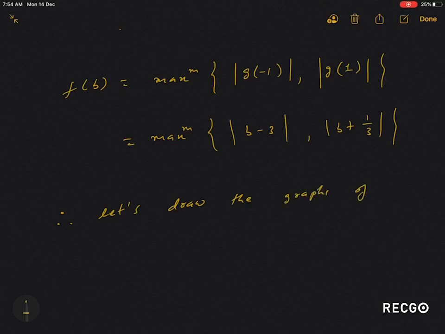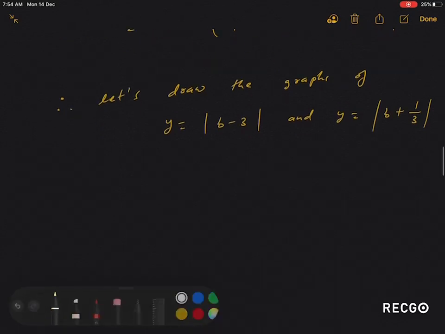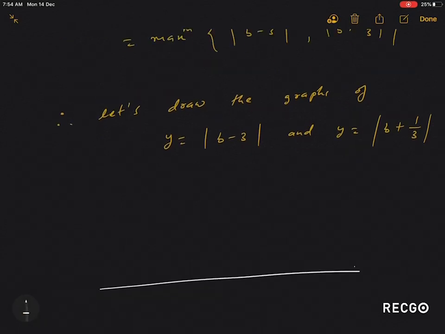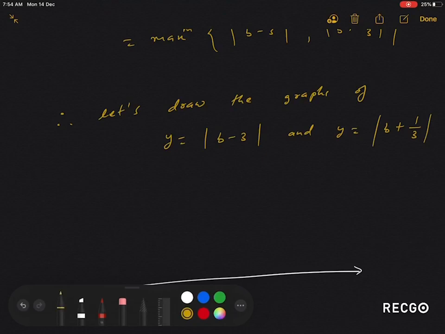So for finding the minimum value of f of b, we first have to draw the function f of b, as b is a variable belonging to R, so b can be any value from minus infinity to infinity. So let us first draw the two curves, y equal to mod of b minus 3 and y equal to mod of b plus 1 by 3. I'm drawing the two curves.